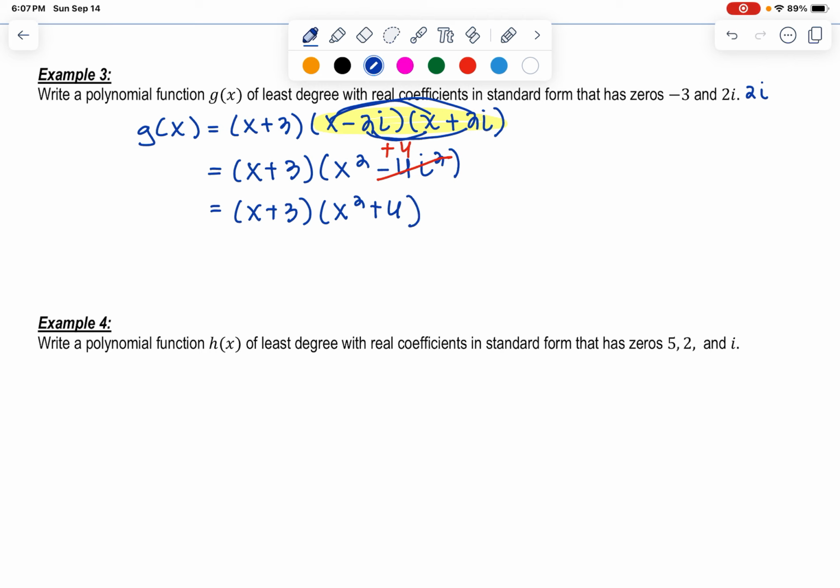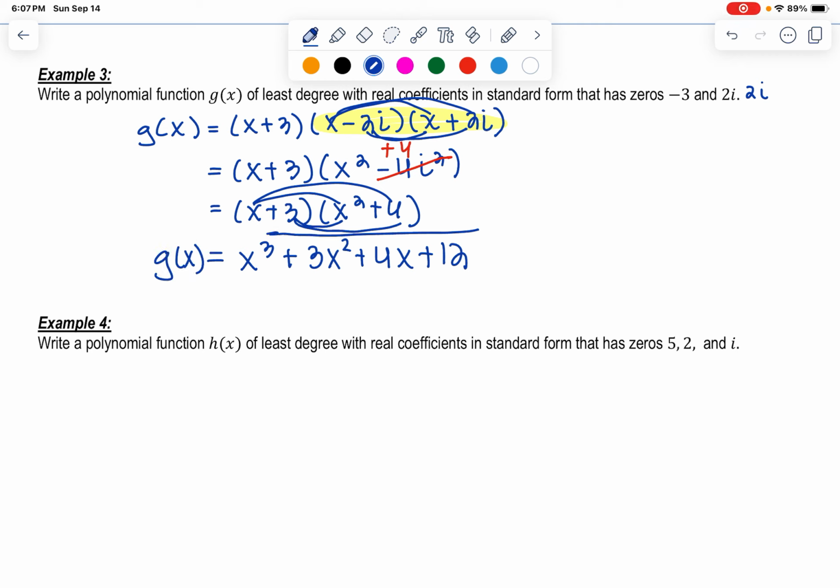This is still not in standard form. This is still factored form, so we're going to multiply this out. So I have x times x squared is x cubed. And then I have 4 times x, which is 4x. I'm going to write that here because I know that I'm going to do this one right here, which is 3x squared. I want to write it in standard form right away, but you can take an extra step to do it. And then 3 times 4 is 12. Oops, I almost forgot my g of x before I boxed. So there's my final answer. g of x equals x cubed plus 3x squared plus 4x plus 12.